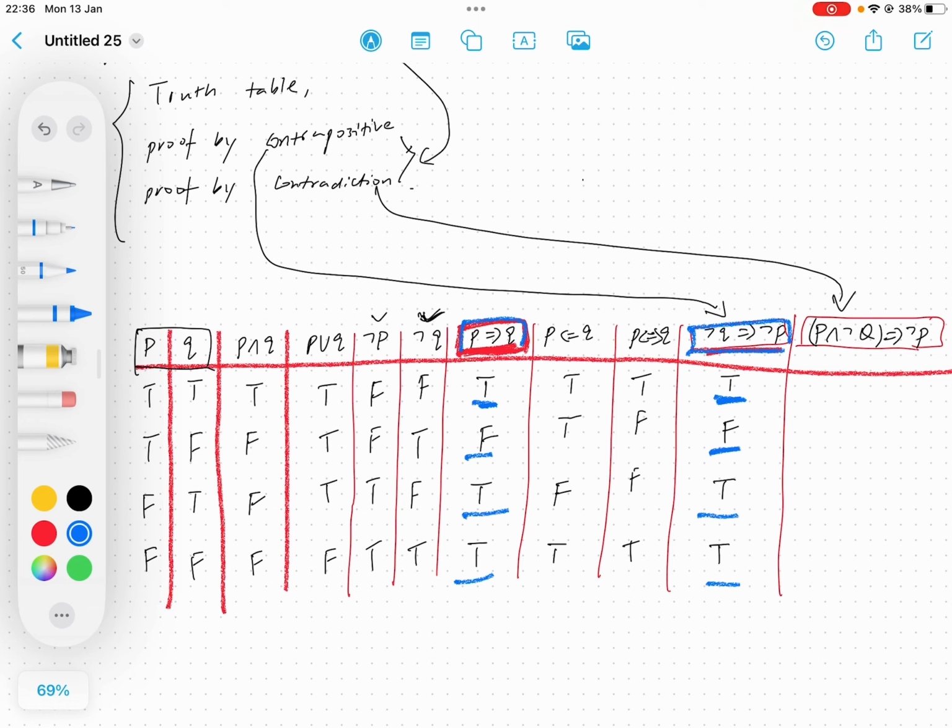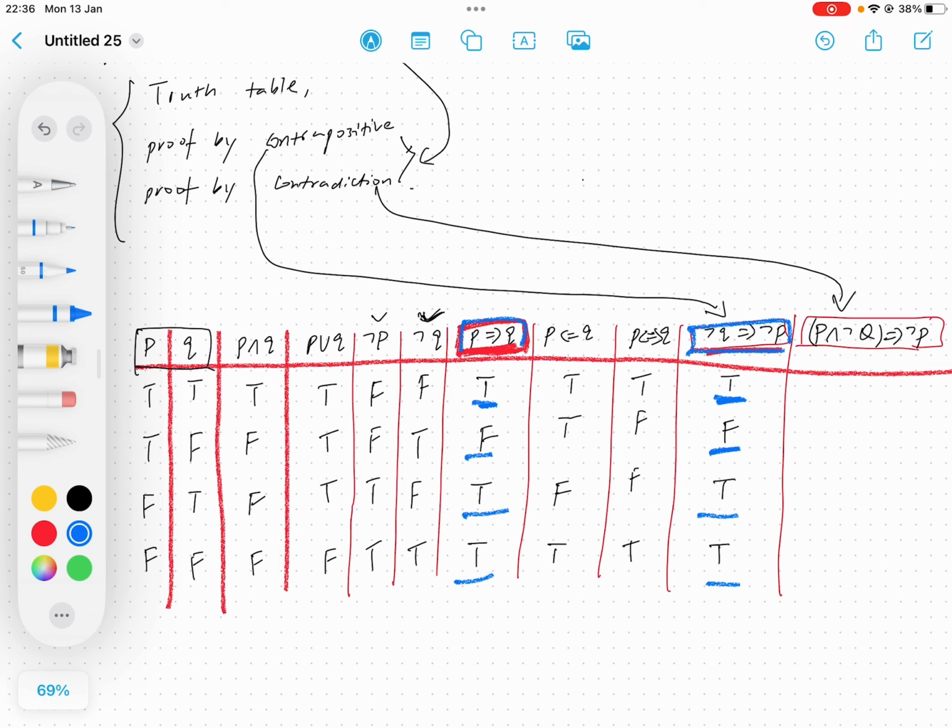So we can prove something: the argument of P implies Q is equivalent to proving its contrapositive, or its contraposition. That is saying that not Q implies not P. Okay, good. So that's the proof by contrapositive.